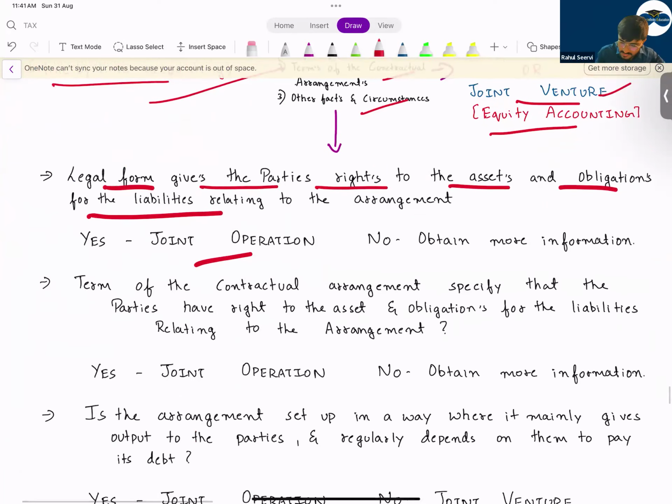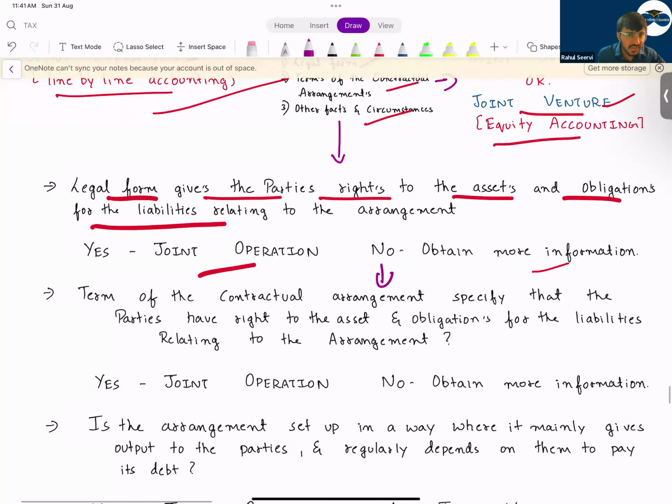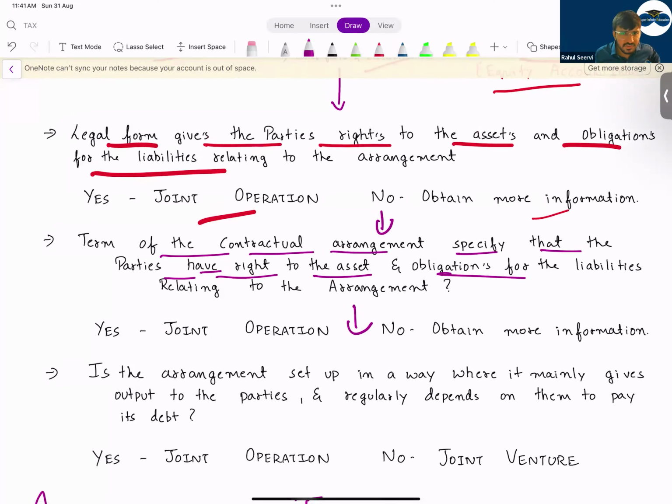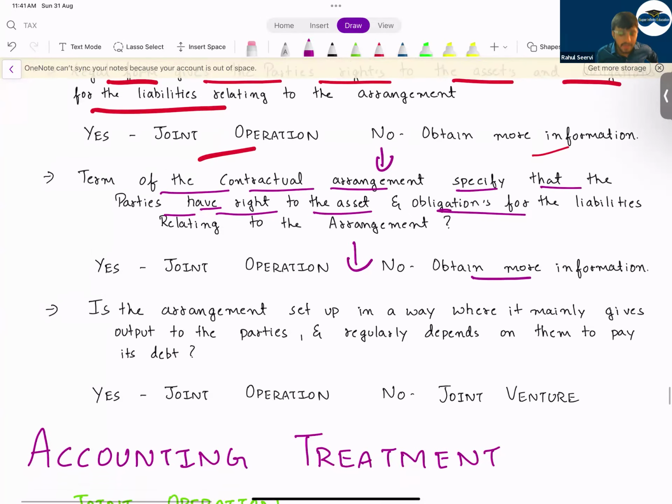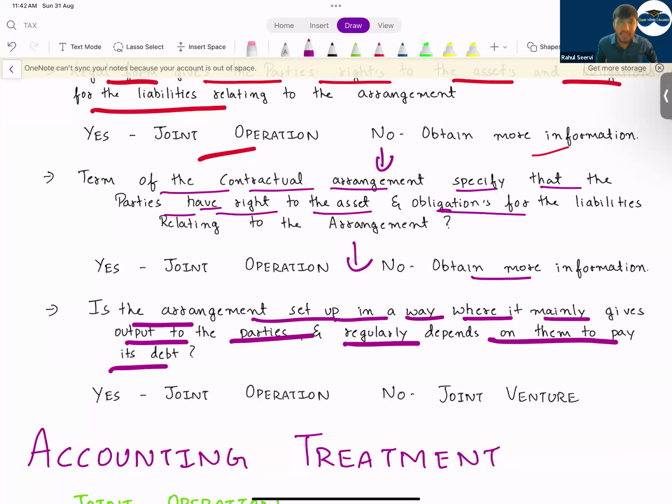If no, then obtain further information, that means you have to see the second thing: the terms of the contractual arrangement specify that the parties have the right to the assets. Even if nothing is mentioned in the contract, but X and Y agree that we have the right over the assets and obligation for the liabilities, in that case also it's a joint operation. If this is not there, then look for further information. Further information is what? Is the arrangement set up in a way where it mainly gives output to the parties and regularly depends upon them to pay its debt? Yes means it's a joint operation, no means it's a joint venture.